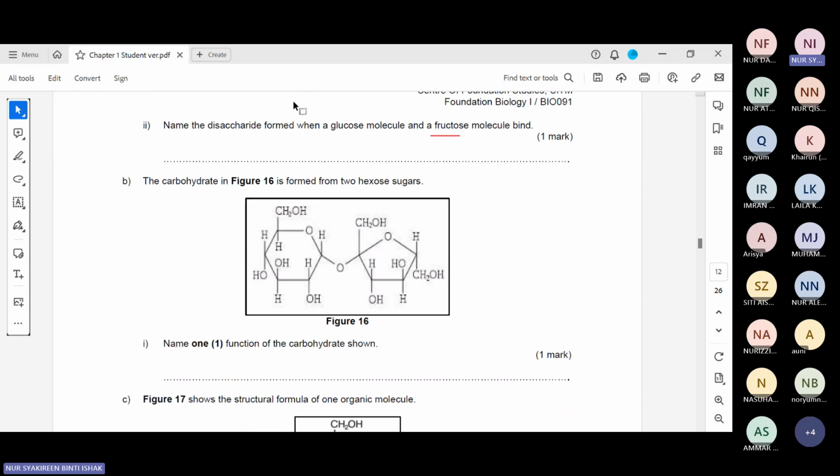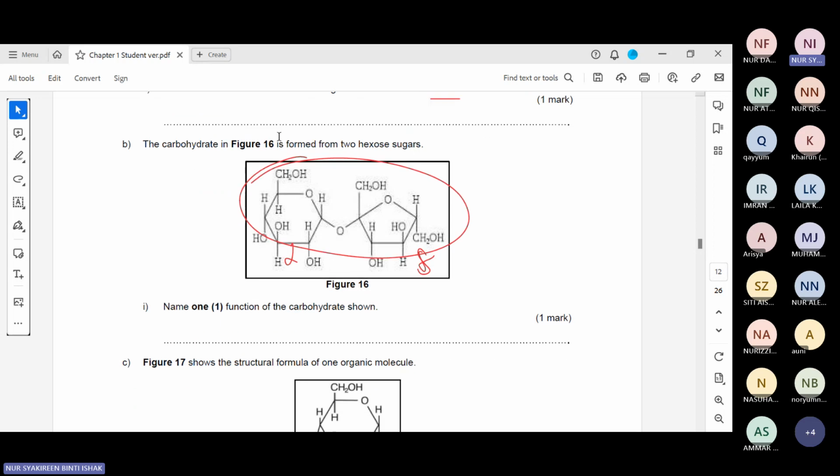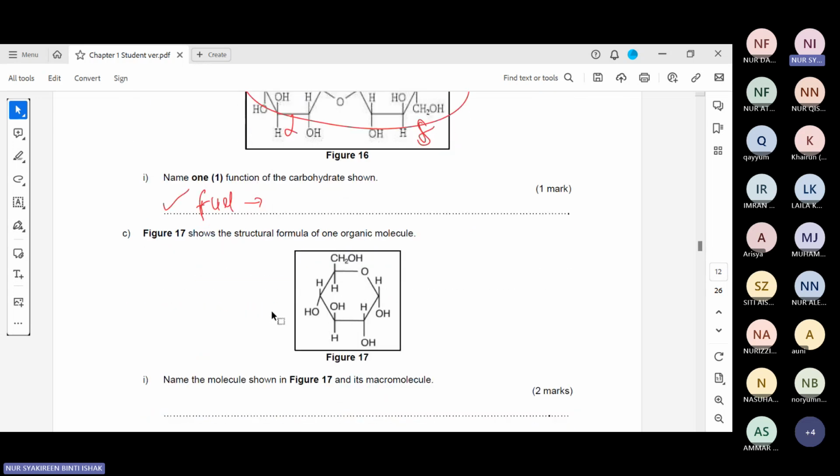And then carbohydrate in figure 16 is formed from 2 hexosugars. Kita ada kat sini adalah alpha glucose, ini adalah fructose lah kan. So alpha glucose and fructose. So basically ini adalah structure sucrose. Okay, so this is sucrose structure. So name one function of the carbohydrate shown. Dia boleh bertindak sebagai energy storage. Okay, energy storage or source of fuel. Okay, fuel for cellular respiration to generate energy.